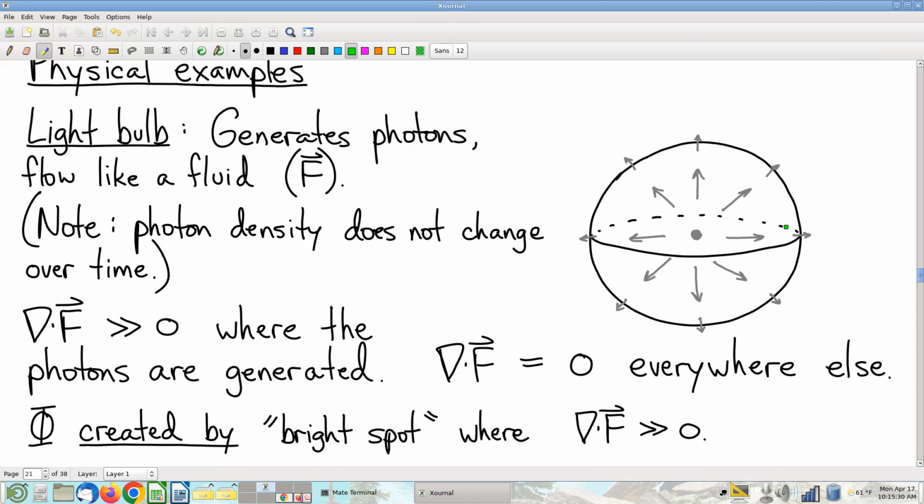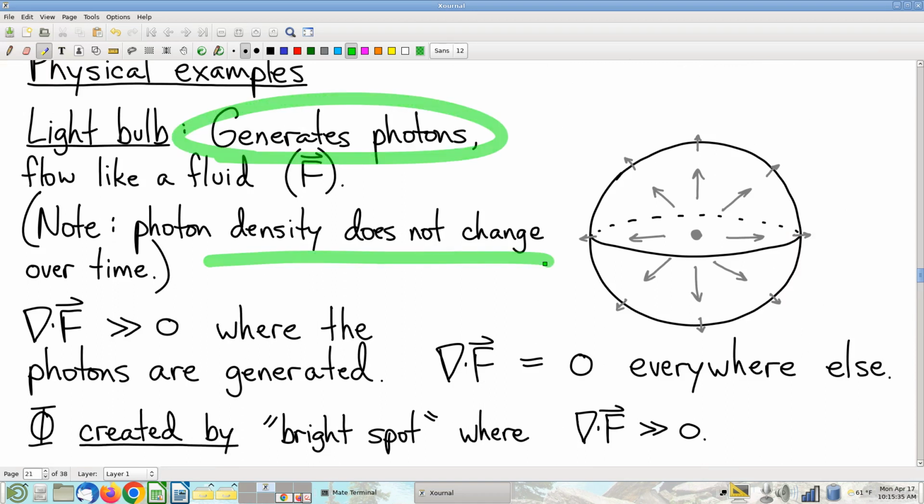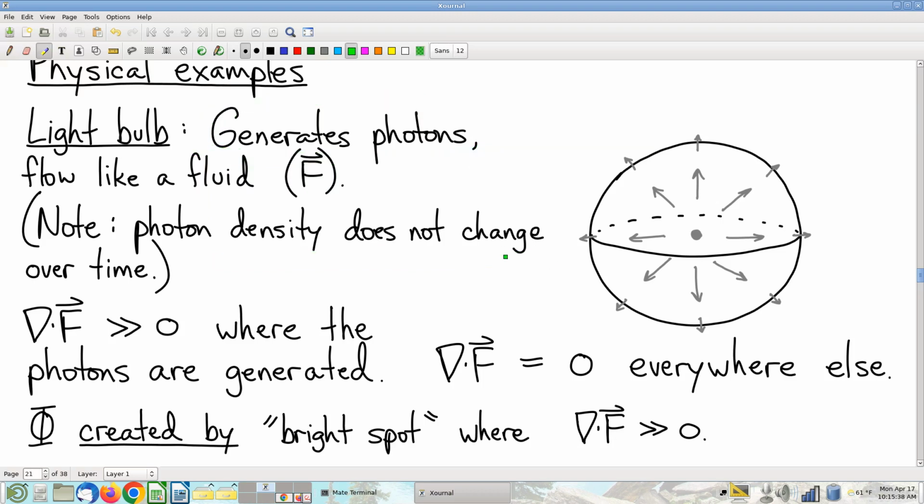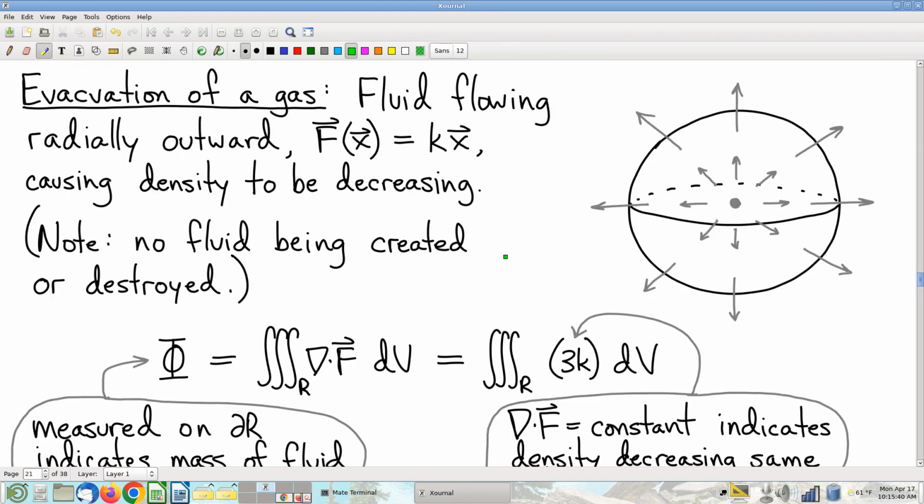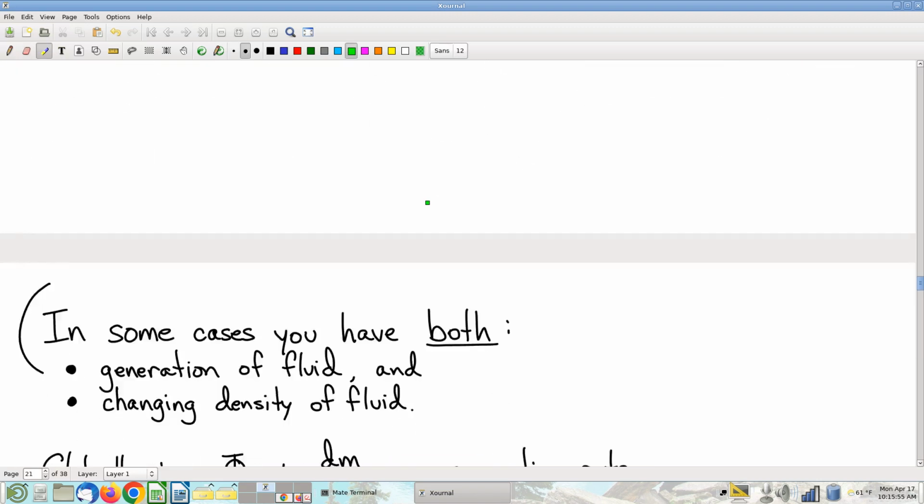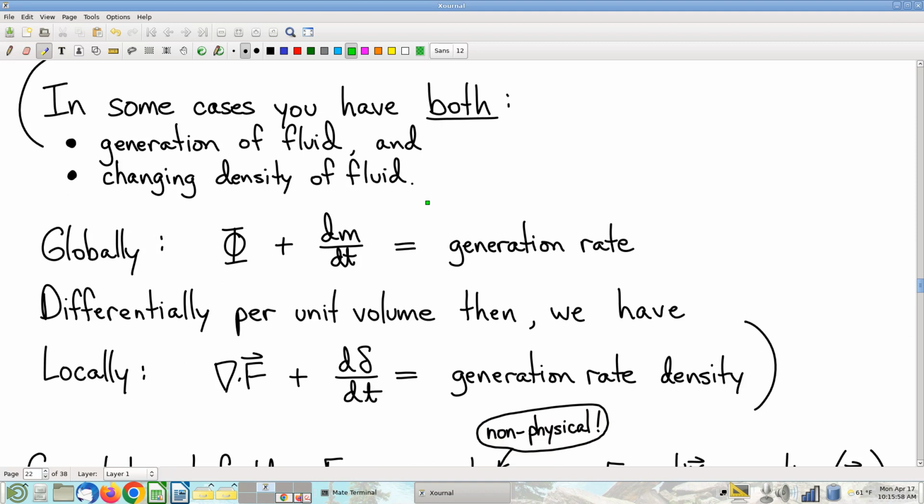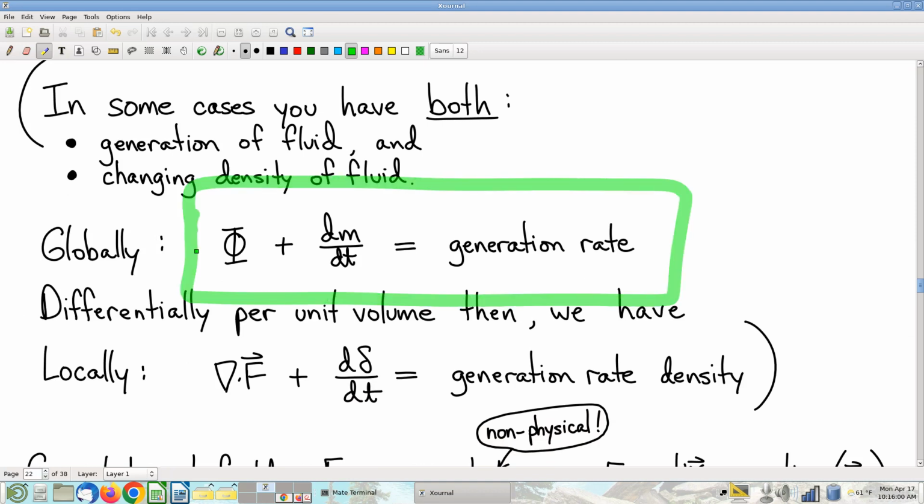So we saw this light bulb example where fluid is being generated, but the density is constant, right? And then the other extreme being this, what I'm calling evacuation of a gas, where it's the exact opposite, that no fluid's being created. There is no fluid generation. It's all a matter of density changing, right? So, in between those extremes, what we have is this equation right here is a simple way to recognize that both of those features could be happening at the same time. They're not mutually exclusive, right?